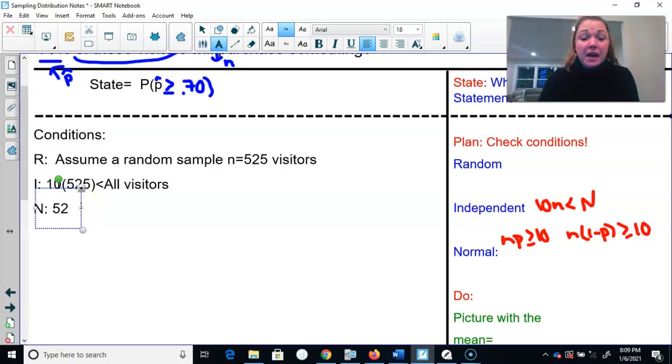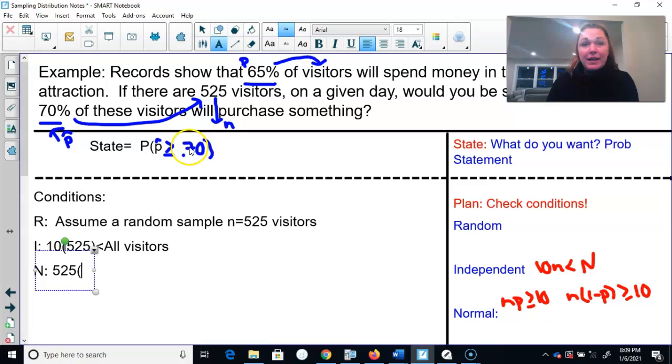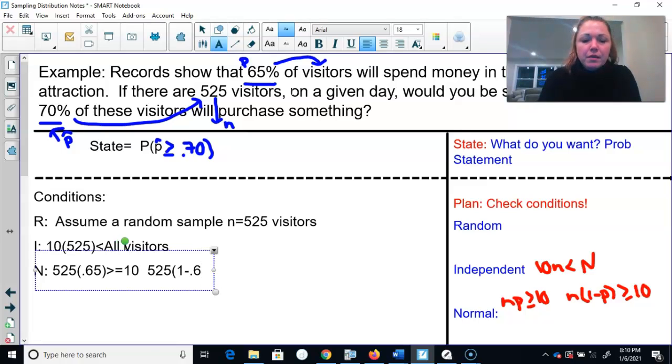N is 525, right? Times P. Our P is not 0.7. That's a common mistake, so watch out for that. Our P is 0.65, so 0.65. Again, that's a really common mistake, so just watch out for that. Has to be greater than or equal to 10, and that is true. And then 525 has to be times 1 minus 0.65. Has to be greater than or equal to 10. And that is true as well.